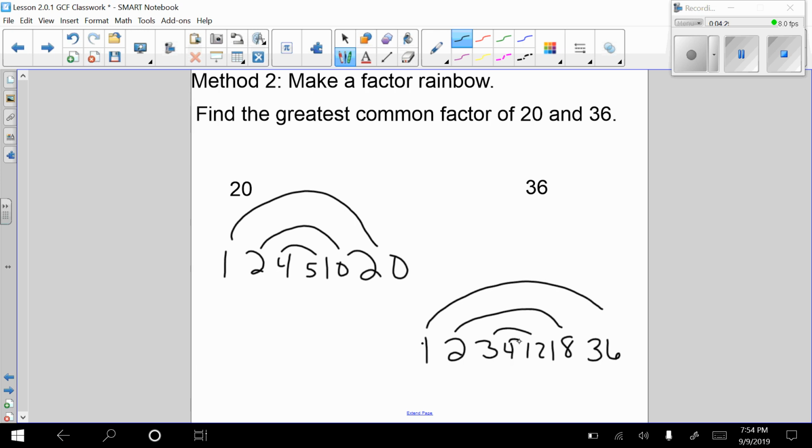4 times 9, and I'm going to run out of a little space here because I'm going to put my 6 below here, because 6 times 6 also gives me 36. There are all my factors. Again, I can see that the greatest factor they have in common is 4. So that would be the GCF of 20 and 36.